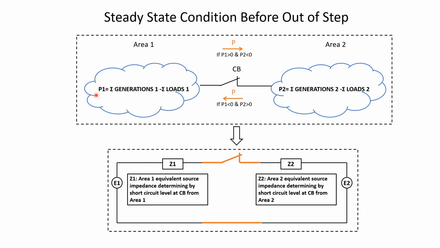In a steady state system we are going to study, we have two network areas, with a lot of generators and loads in one area and generation and loads in the other area. So in a steady state condition, if this equation is positive, then the current will flow in this way, otherwise flowing this way.